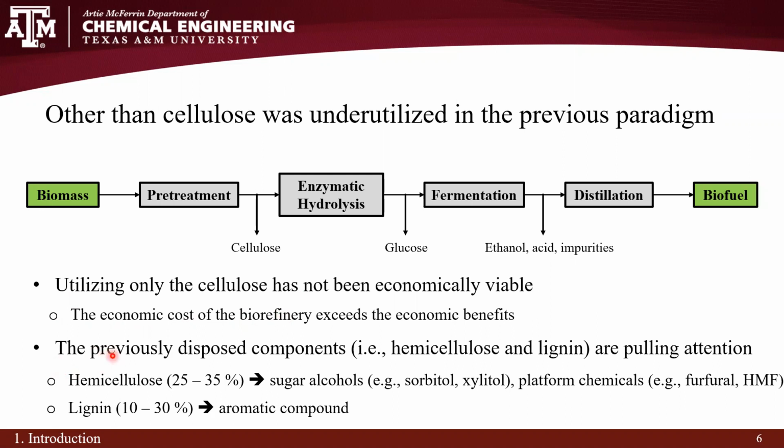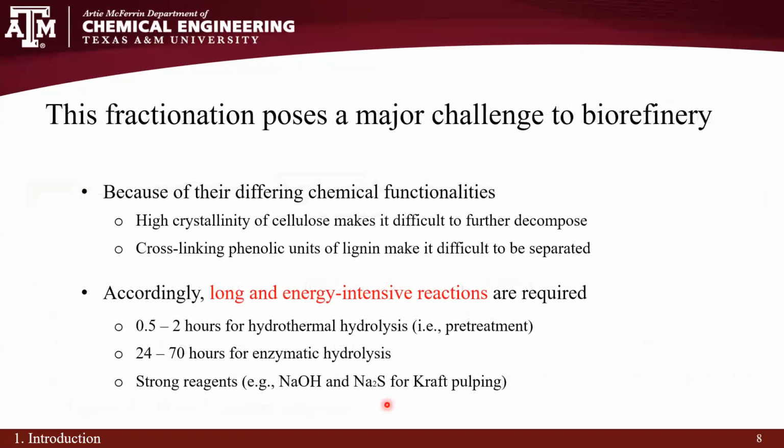Accordingly, the use of the previously disposed components, which are the hemicellulose and lignin, is attracting attention at this time. It is because the hemicellulose can turn into sugar alcohol and form platform chemicals, and from the lignin, by depolymerization of lignin, a high-value aromatic compound can be recovered. Likewise, this fractionation sounds very favorable and advantageous.